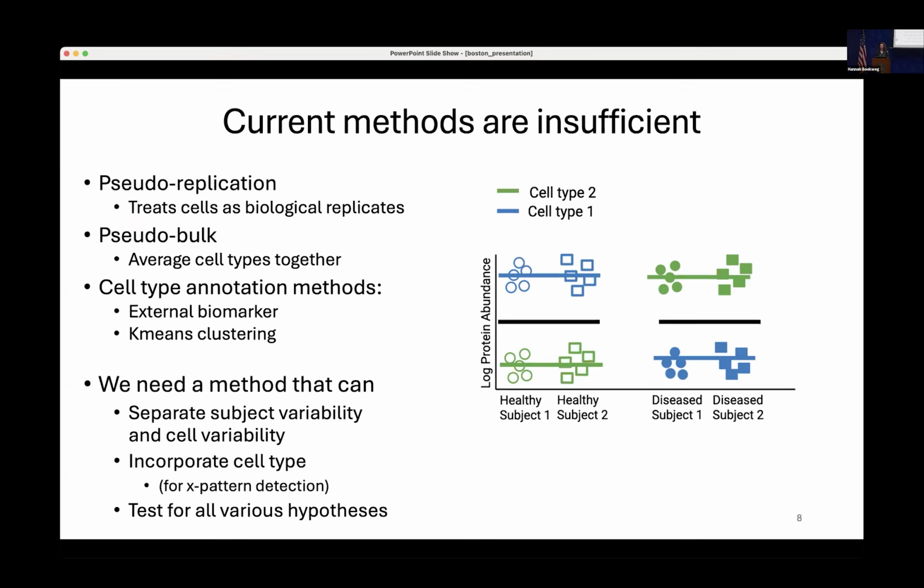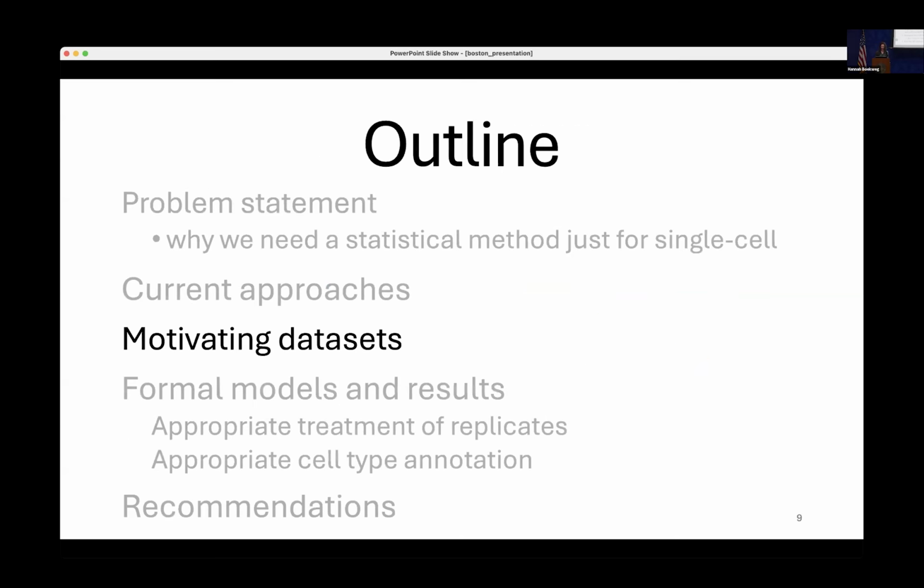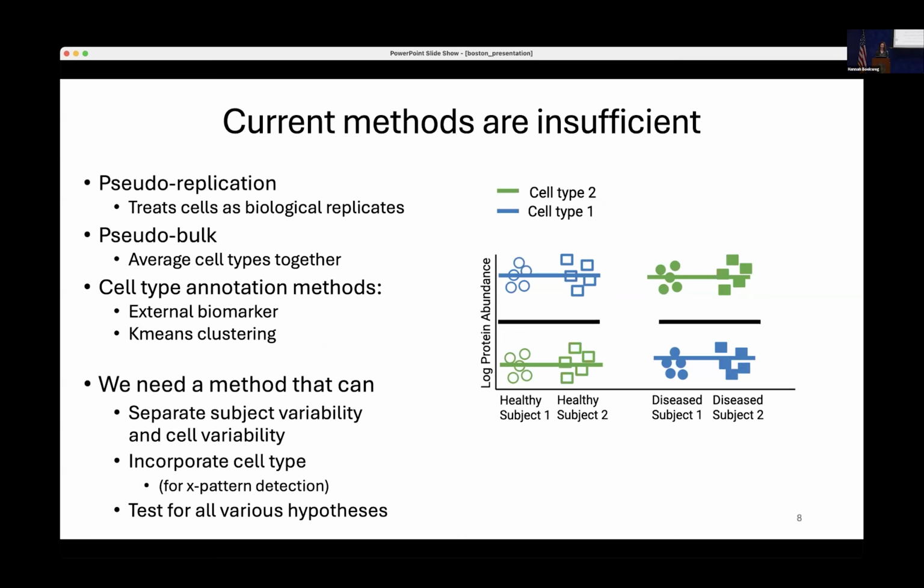So incorporating cell type is important for detecting proteins whose expression relies on cell type. That's what this graph is showing. It's showing a differential protein that is going up in the green cell type and down in the blue cell type. So it is differentially expressed, but you'll only detect it when accounting for cell type. As soon as you average these cell types together, you obscure the difference. And I'll refer to this as the X pattern throughout this presentation.